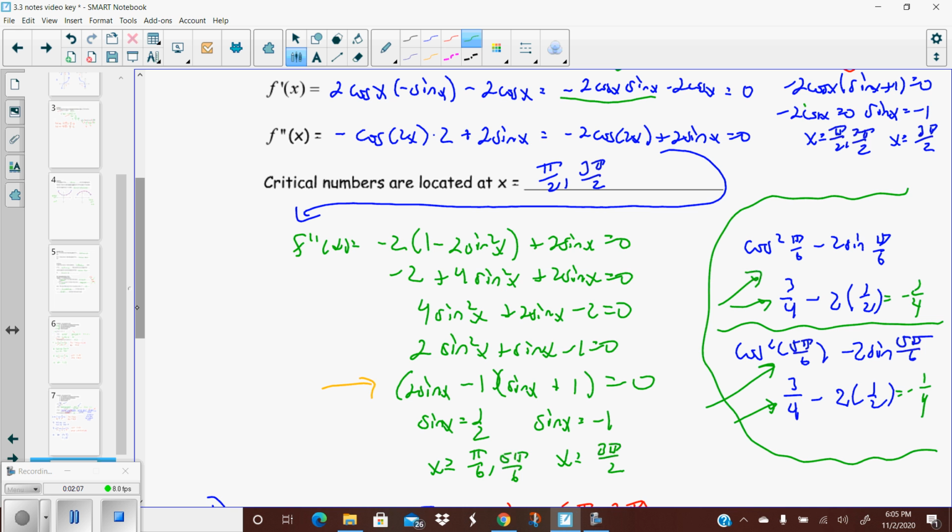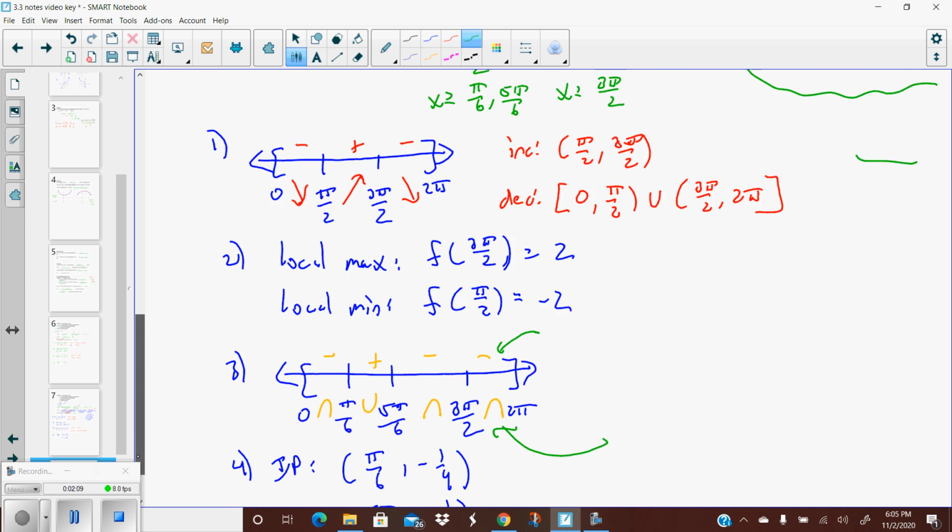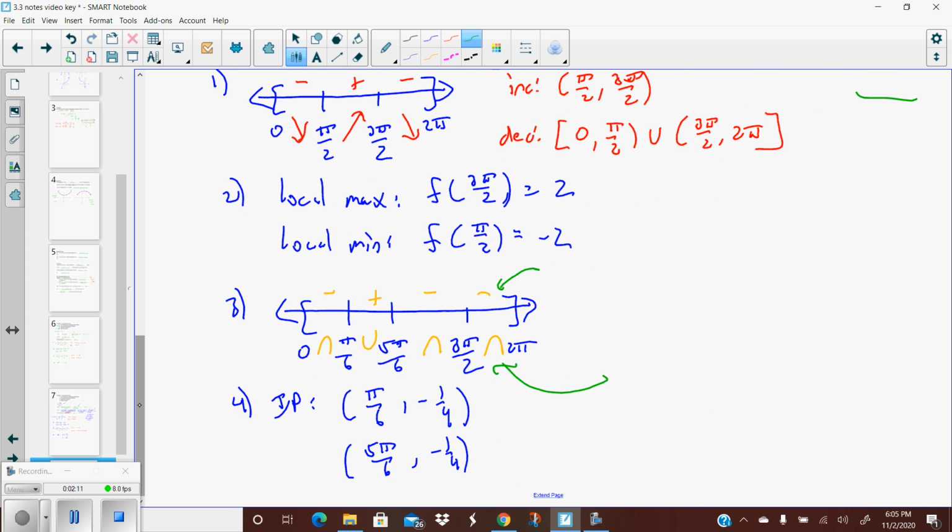So finishing off our last video here, the inflection points are at pi 6, negative 1/4, and 5 pi 6, negative 1/4.